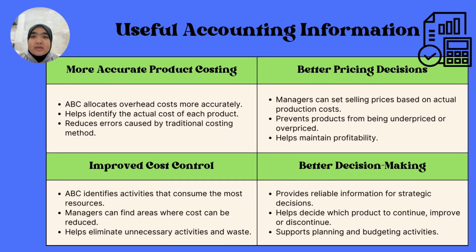The first factor is useful accounting information. One major benefit of activity-based costing is that it provides more accurate product costing. Activity-based costing allocates overhead costs more precisely, allowing companies to identify the actual cost of each product and reduce costing errors that often occur under traditional costing system.